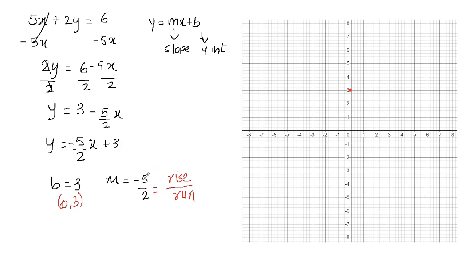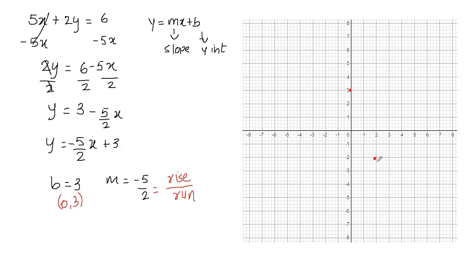Since my rise is negative 5, that means I have to go down 5. So I'm going to start from this point and go down by 5 units: 1, 2, 3, 4, 5. And my run is 2, which means I need to go to the right by 2 units: 1 and 2. So my other point is this one. What I did is, since my rise was negative 5, instead of going up, I go down by 5 units: 1, 2, 3, 4, 5. And then run was positive 2. Since run is positive, I go to the right by 2 units.